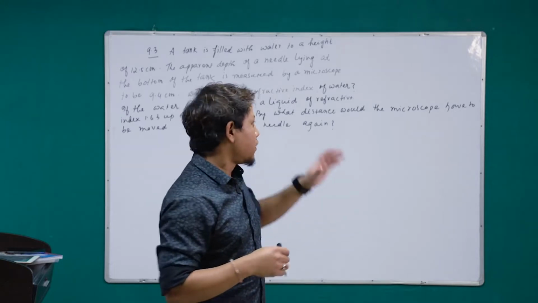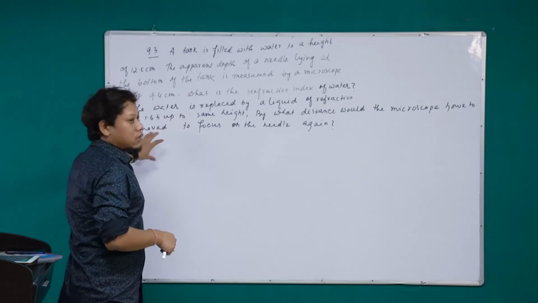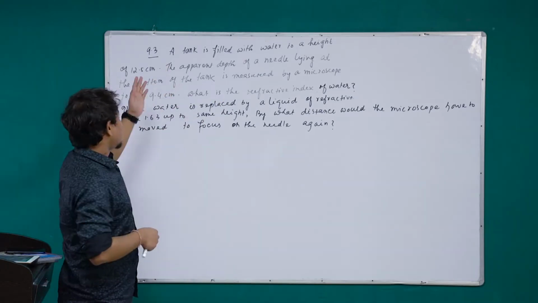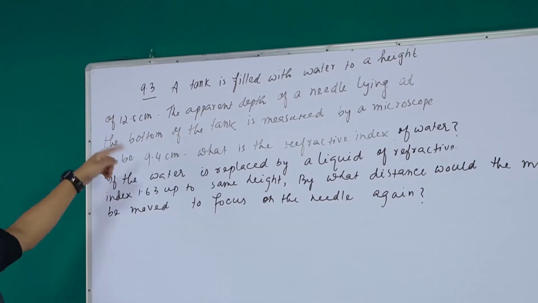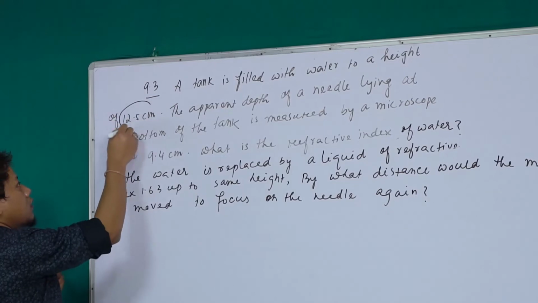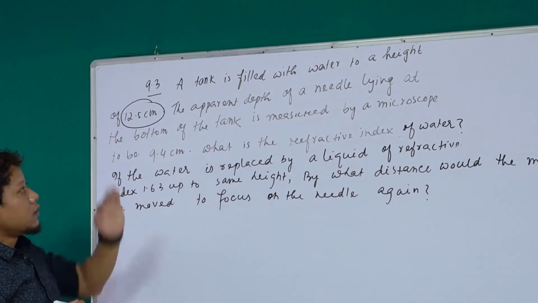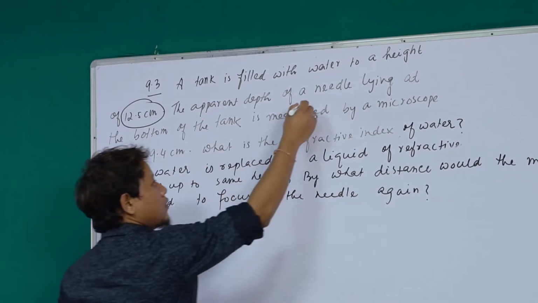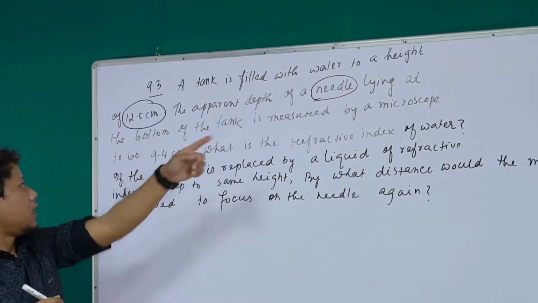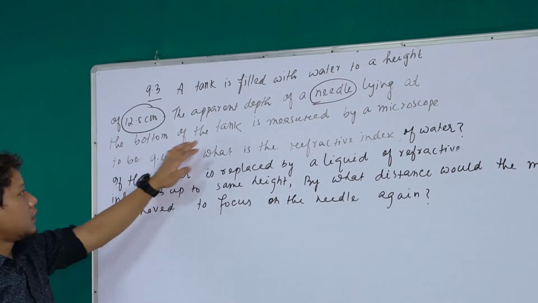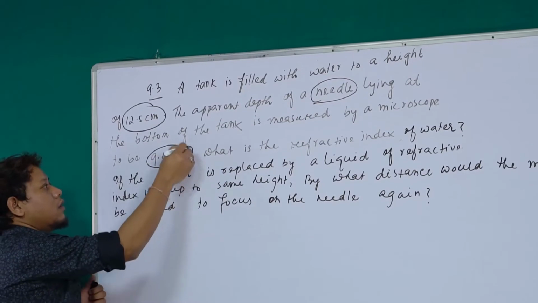I have already written the question over here. Please focus on the question. A tank is filled with water to a height of 12.5 centimeter. We have placed a needle at the bottom of the tank. The apparent depth of the needle lying at the bottom of the tank is measured by a microscope to be 9.4 centimeter.